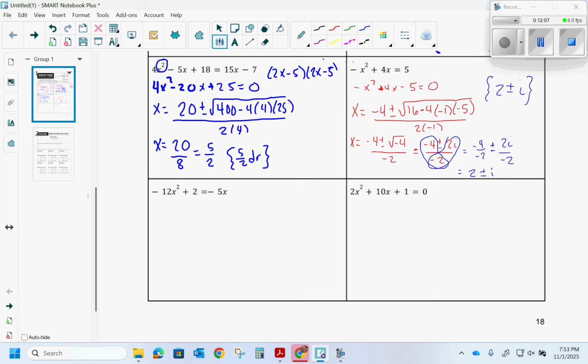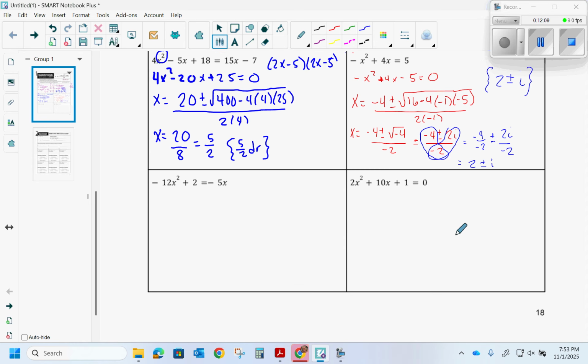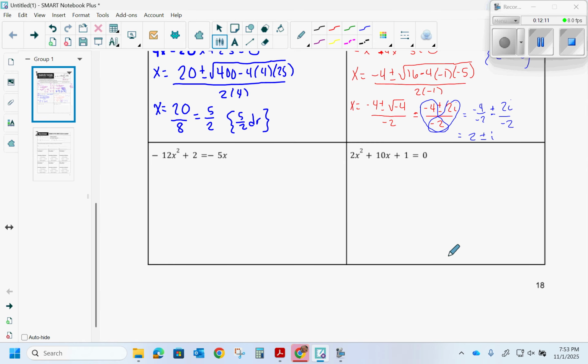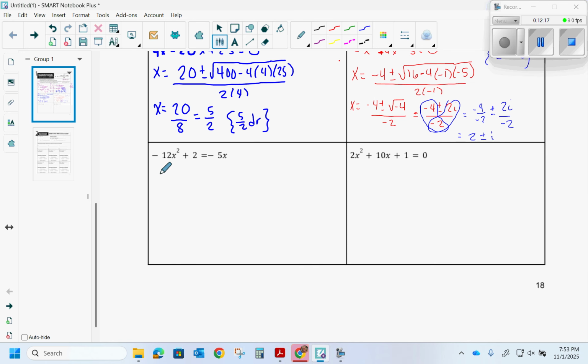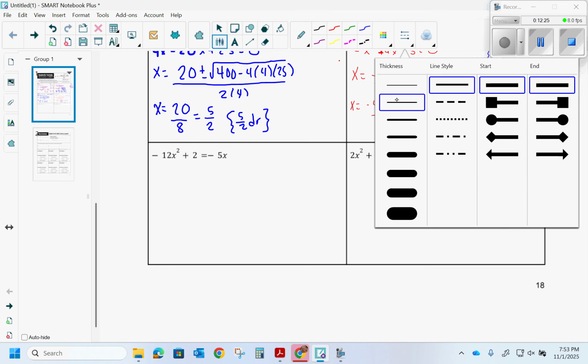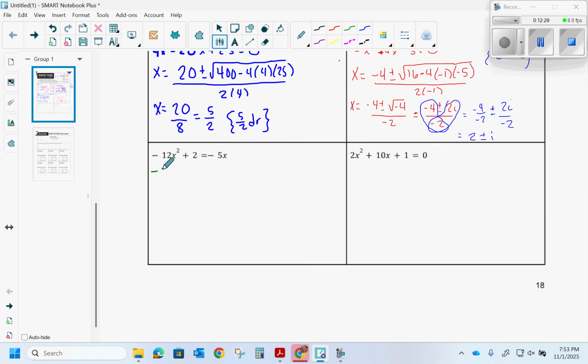Okay, all right, let's move down to the next one. Looks like we have to get it equal to 0 again. All right, so -12x squared. Oh my gosh, I'm struggling today. Make sure you write it in descending order.